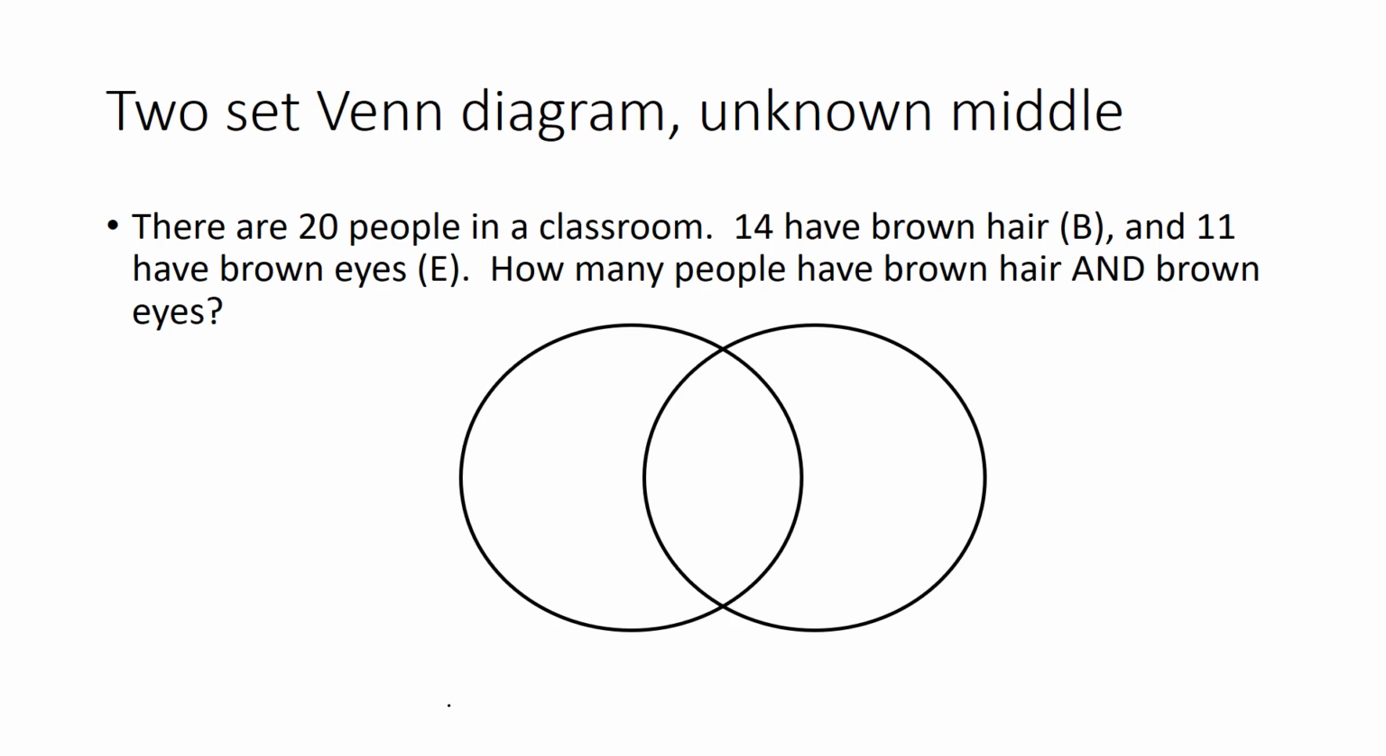2-set Venn diagram, unknown middle. So we'll say there are 20 people in a classroom. That is the total number of people in the classroom. 14 have brown hair, B. And 11 have brown eyes, E. How many people have brown hair and brown eyes? We are looking for the union of B and E, or specifically the number of people in this union.